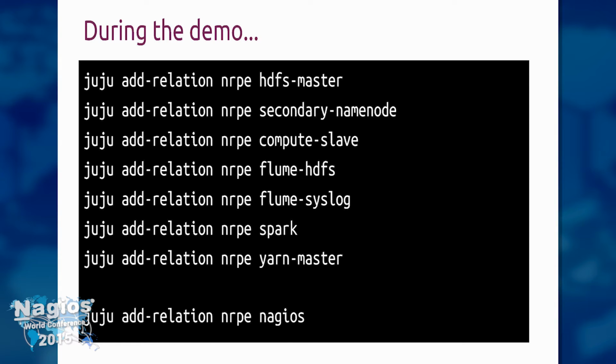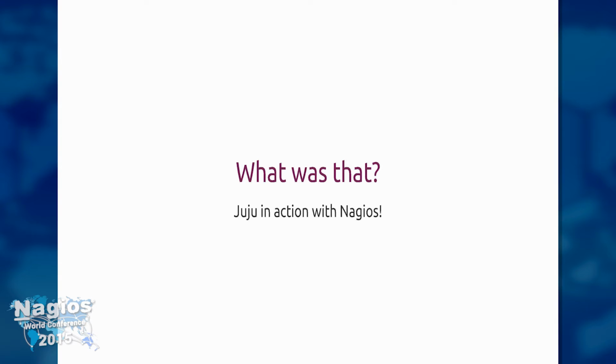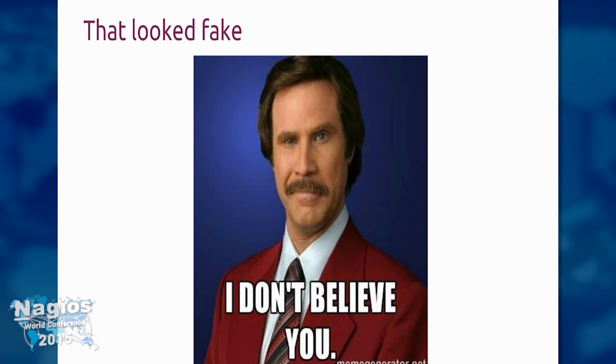All right, and then this is the demo. These are the instructions that I just gave it. Just to recap, add relation for these 7 items, and then I added the NRPE to Nagios. That's all we did. But I was just trying to illustrate how easy it is to set up monitoring in a cloud environment, specifically for Juju. But Ron Burgundy doesn't believe me.